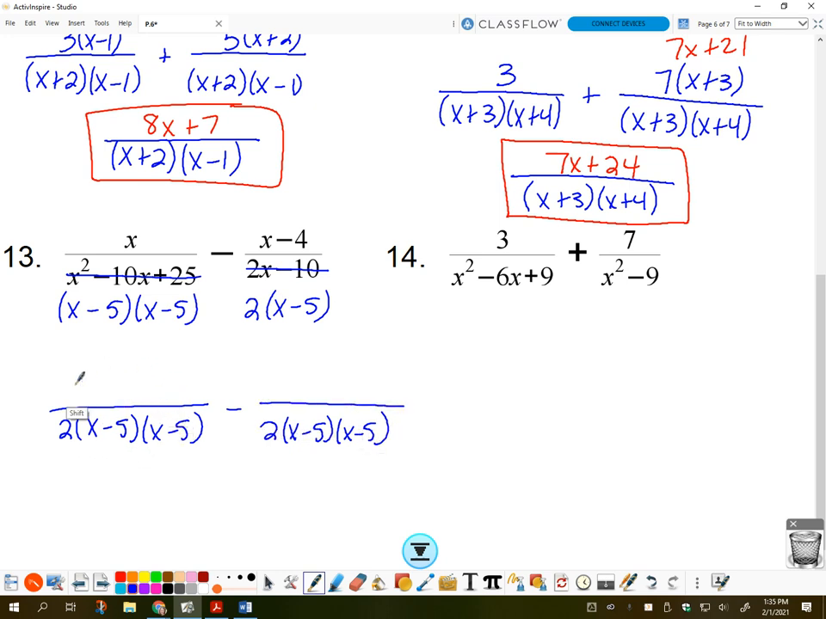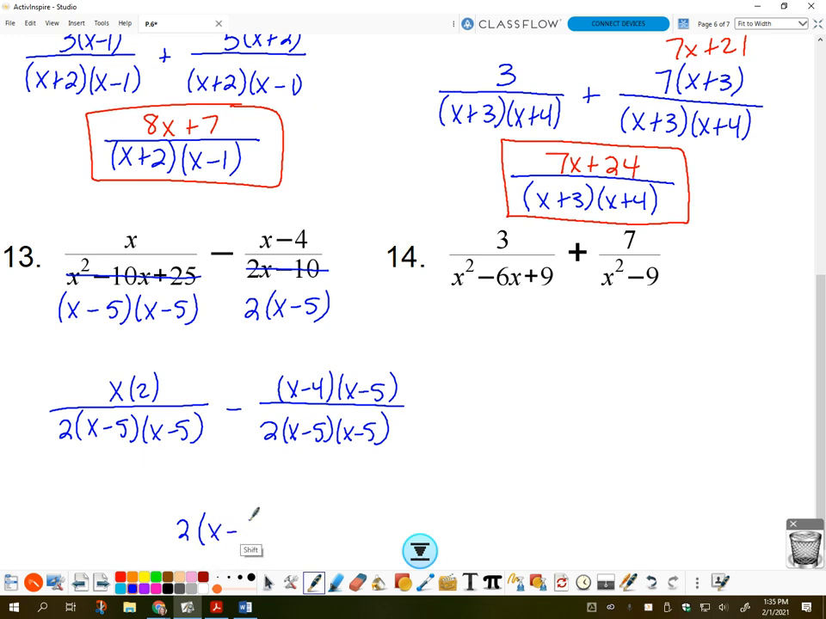Alright, so now we have to adjust. From this denominator to this denominator, we gained a 2, so the numerator has to gain a 2. From this denominator to this denominator, we gained another x minus 5, so this x minus 4 has to multiply by this x minus 5. I always put this in parentheses if it has more than one piece, so you don't forget to distribute all the pieces. Alright, so our common denominator is 2.